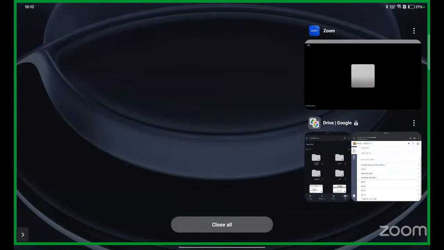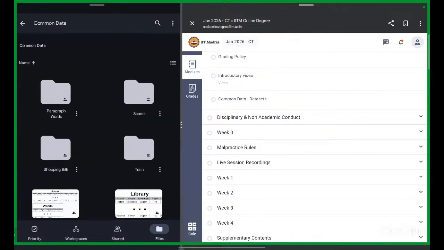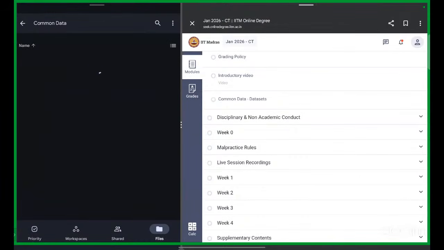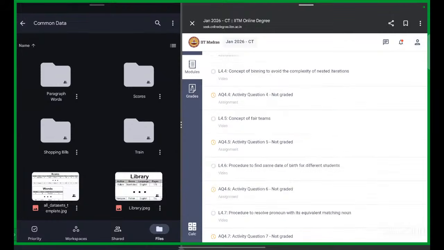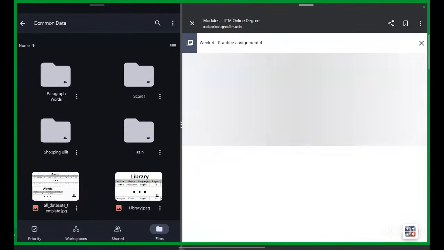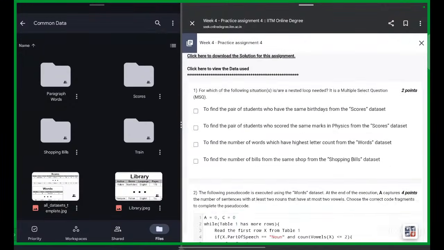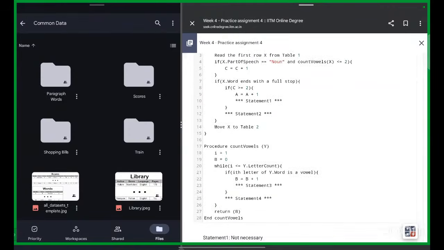So, in today's session, we will discuss the week four practice assignment. So, let me share my screen. I hope my screen is visible. How many of you have gone through the lectures? Week four lectures?